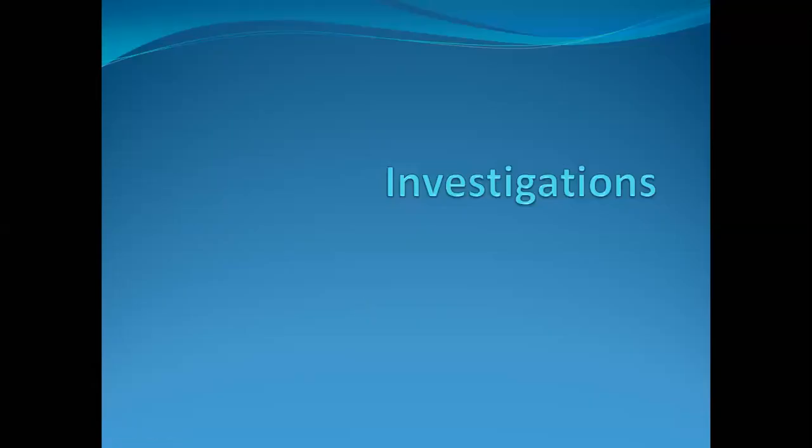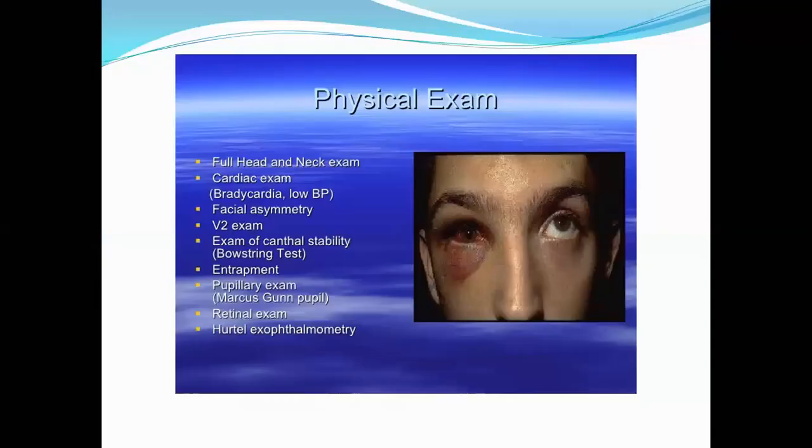Now coming to the investigations. Physical examination is the first and foremost thing in any fracture. A full head and neck examination and a cardiac examination are important whenever you have an injury to the orbit, because we know about the oculocardiac reflex, which has a triad of nausea and bradycardia. It is an emergency situation, and we have to explore the globe in an emergency.